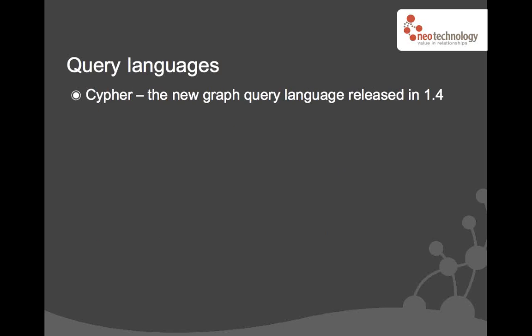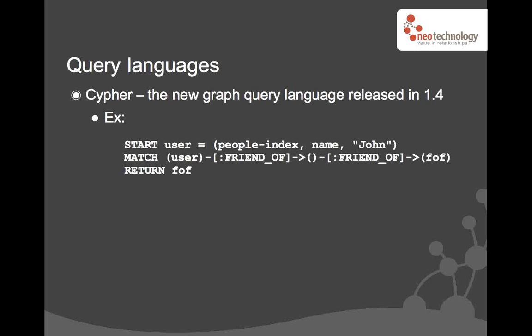This new query language uses a very simple SQL-inspired pattern matching syntax, where you use 3 core components of a query. You say, start from this node, or these nodes, match this pattern, and then return these. The start clause here is very simple. It just says, give me the user whose name is John. Start from that node. And then the match clause draws a little graph, using sort of ASCII art. It says, a node called user connected with a friend-of relationship to another node, and then connected with a friend-of relationship to a third node. Return that third node. It's a very simple query.